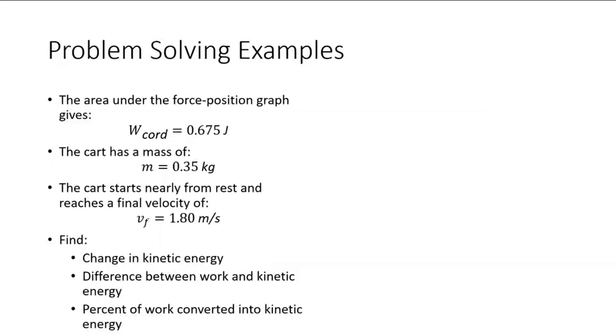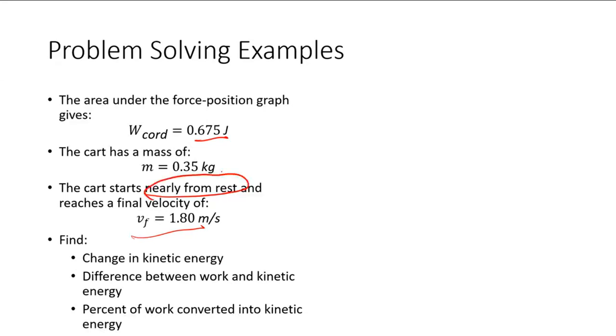Okay. And then for this problem, we have the area under the force position graph gives us the work done by the cord of 0.675 joules. The cart has a mass of 0.35 kilograms, and the cart starts nearly from rest and reaches a final velocity of 1.8 meters per second. So for this one, we're going to calculate for the change in kinetic energy. Please take note here, nearly from rest.